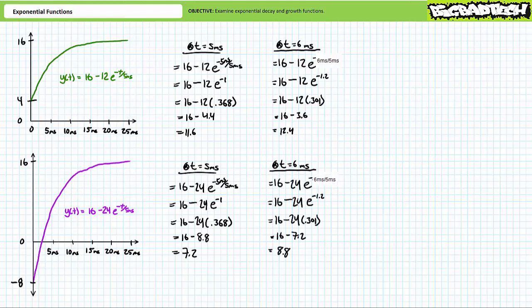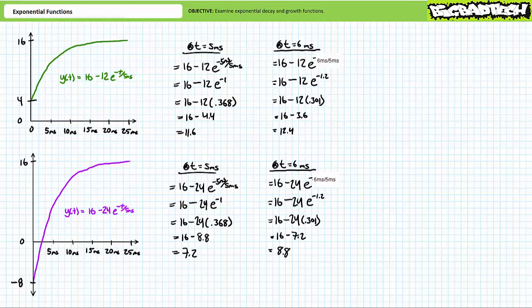When t equals 6 milliseconds, we substitute 6 milliseconds into our equation. The ratio t over tau, 6 milliseconds over 5 milliseconds, is 1.2, meaning we're 1.2 time constants into our analysis. E raised to the negative 1.2 is 0.301. 24 times 0.301 is roughly 7.2. 16 minus 7.2 is roughly 8.8.